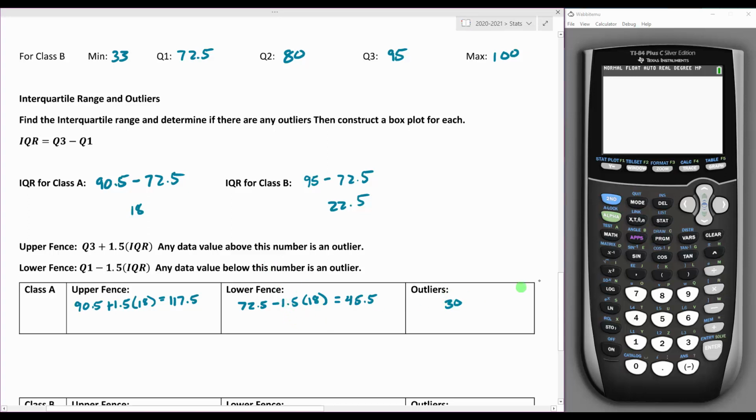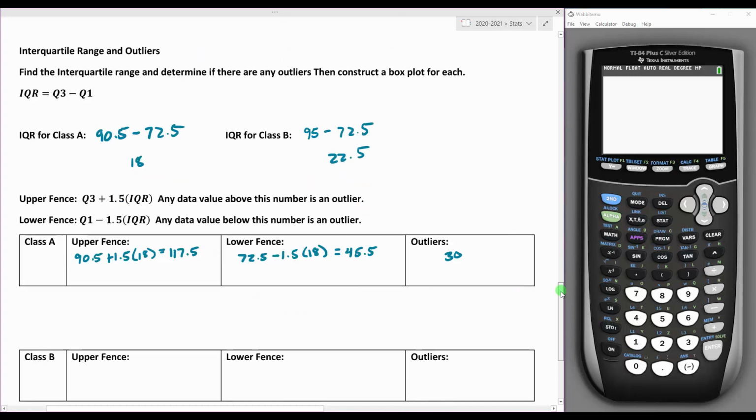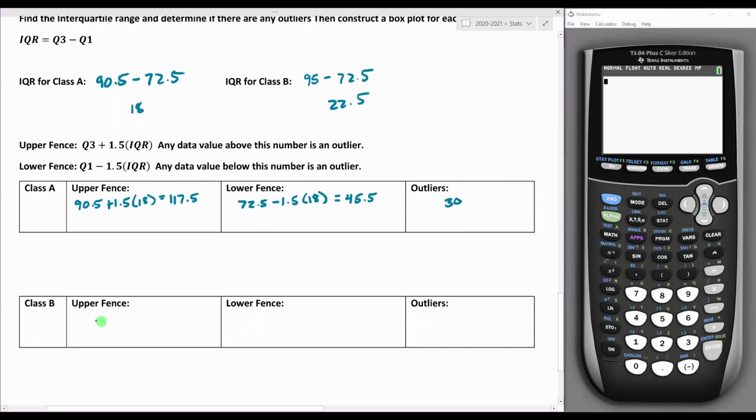Let's see if we had any outliers in class B. We do the same calculation here, just with the data from class B. The upper fence here would be 95, that's our third quartile, plus 1.5 times 22.5. Remember, our IQR for class B was 22.5, so I'm using a different number there, and we get a number of 128.75.